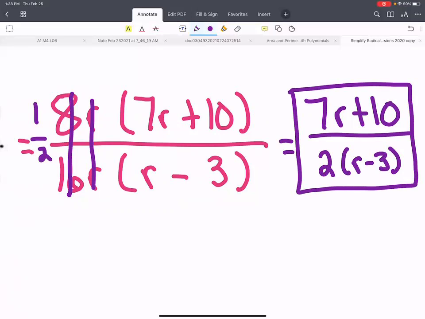So sometimes it's not the binomials that will cancel. Sometimes it might be your coefficients, or it might be a variable hanging out front that's being multiplied. Any questions? You think you're ready to try some on your own?